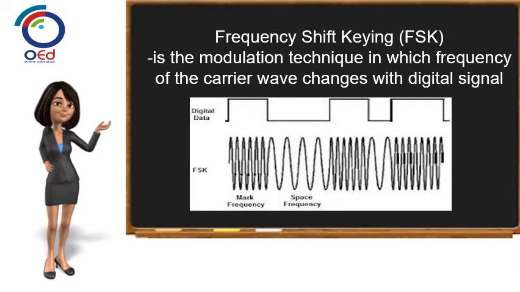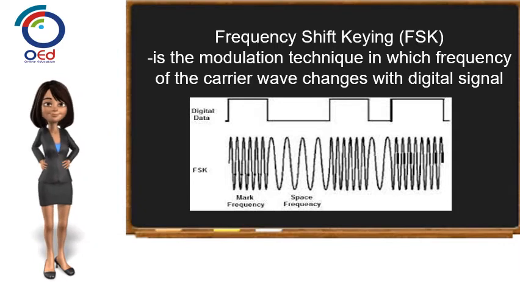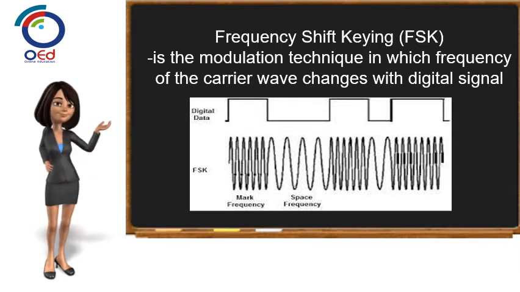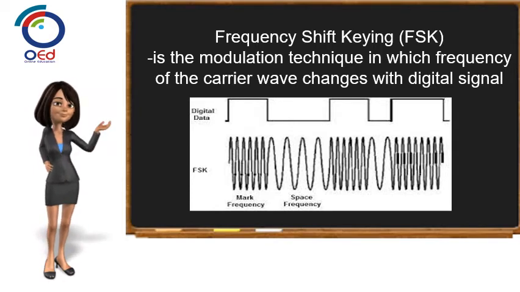Next is frequency shift keying, or FSK. Frequency shift keying is the modulation technique in which the frequency of the carrier wave changes with the digital signal. As you can see in this chart, the digital data is a binary 1 and a binary 0. The binary 1 is the higher and the binary 0 is the lower.